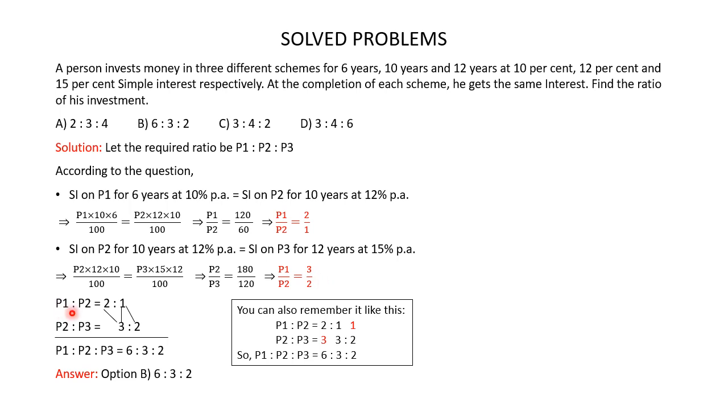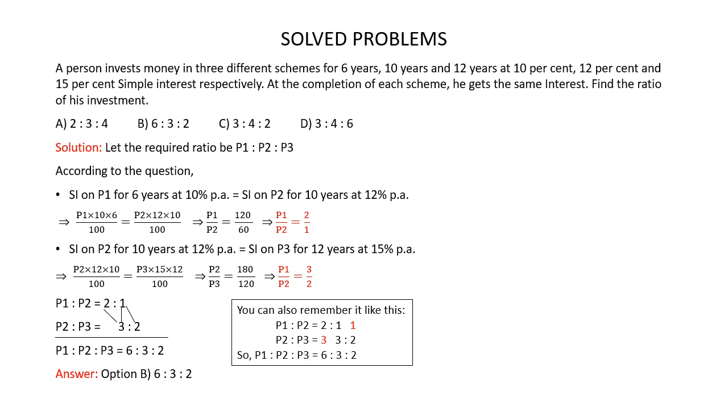P1 is to P2 is equal to 2 is to 1. P2 is to P3 is equal to 3 is to 2. Remember that since P2 is common here, write the appropriate numbers one below the other for P2. Now P1 is to P2 is to P3 is equal to 2 multiplied by 3 which is 6 is to 3 multiplied by 1 which is 3 and 1 multiplied by 2 which is 2. So the required ratio is 6 is to 3 is to 2.